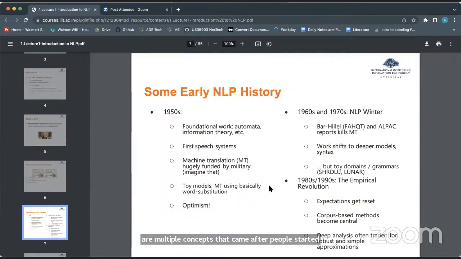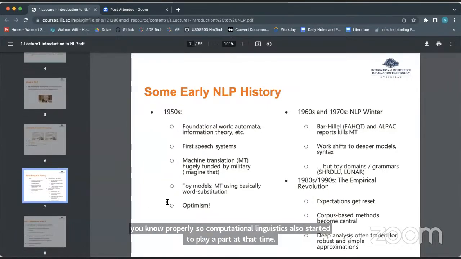People first worked on speech systems, and then they started with machine translation. It was highly used by the military, I think, because there were wars at that time in the 1950s. Then in the 1960s and 70s, people started to make the understanding process a little more complex by making it more mathematical. This is where deep learning models started to arise. Around the 1980s and 1990s, people understood that the more data we have, the better the models would be. That is where corpus-centric methods started rising, and people started to analyze the language more properly. Computational linguistics also started to play a part at that time. If you go to the next slide.